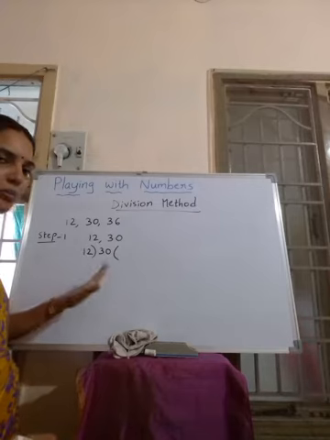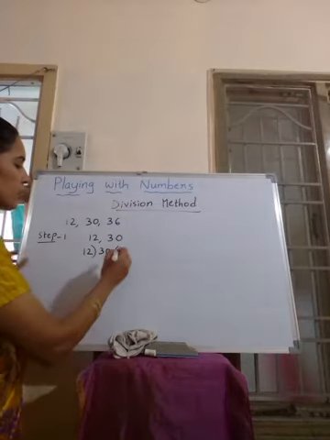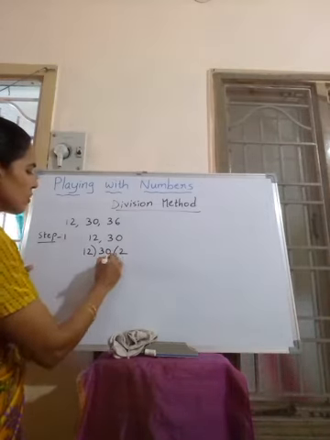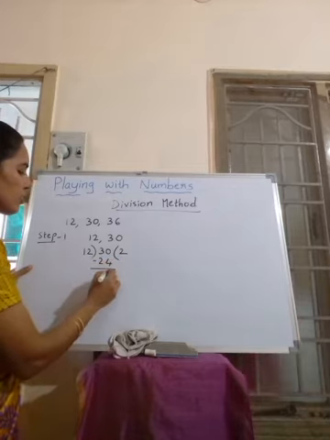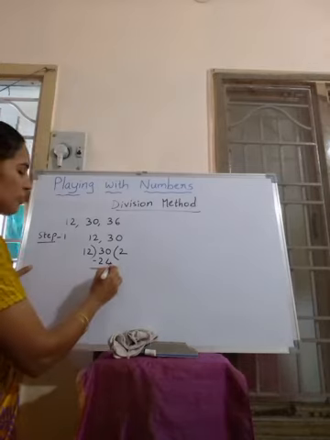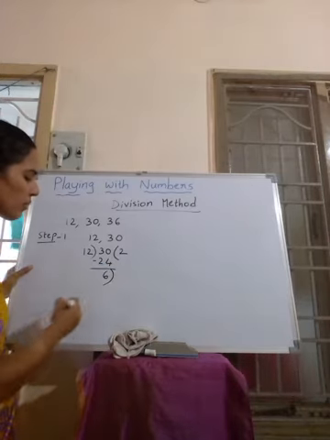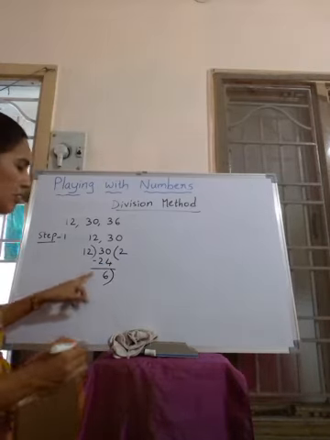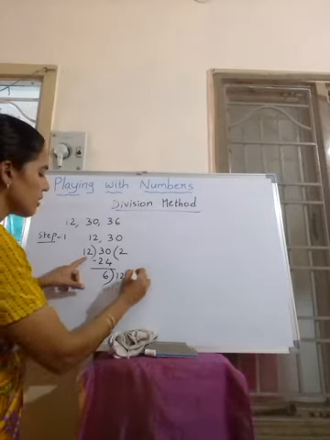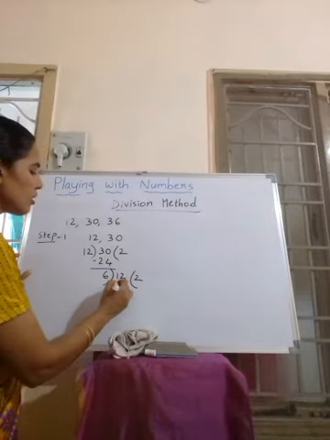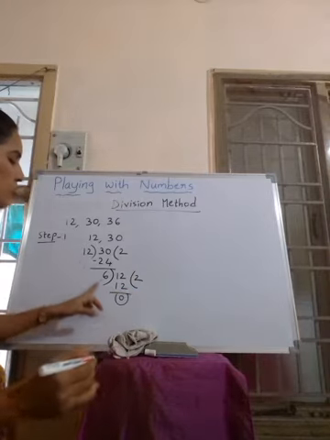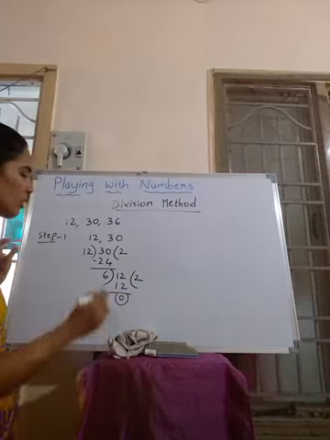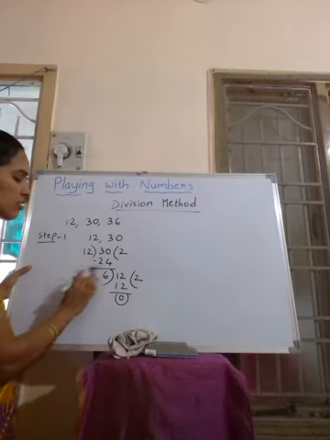Now how many times does 12 go into 30? 12 twos are 24. Now what is the difference between 30 and 24? It is 6. After that, we continue the division by taking this 6 as the divisor and 12 as the dividend. Now 6 twos are 12. Now we got remainder 0. This procedure we should continue until we get 0. Now the HCF of 12 and 30 is 6.